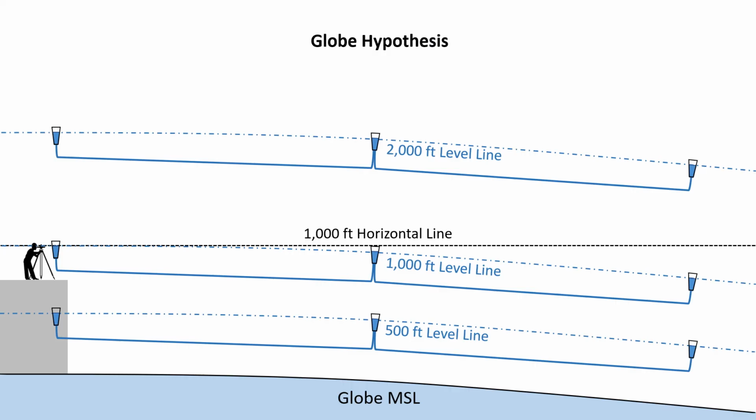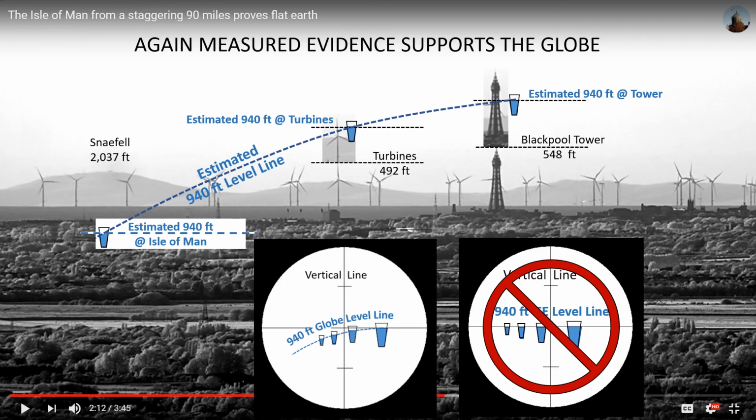But again, on a globe, it is possible for a level line that is higher than a horizontal line to eventually cross that horizontal line in the distance. This is more strong evidence that this photograph supports the globe model.